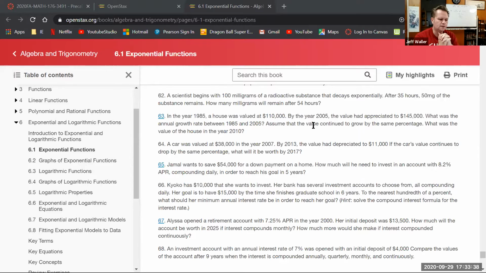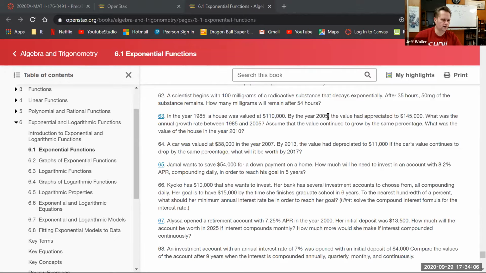So since this is all about starting at 85 and going forward, let me go ahead and call 1985 what instead? 0. 0, because then my variable can be number of years since 1985. So 1 point would be 0, 110,000. Is everybody with me so far?